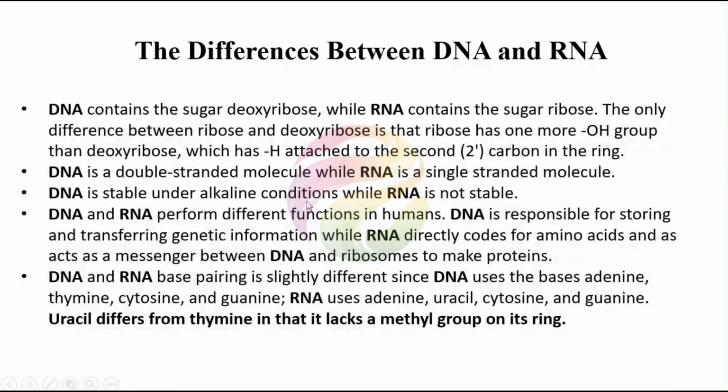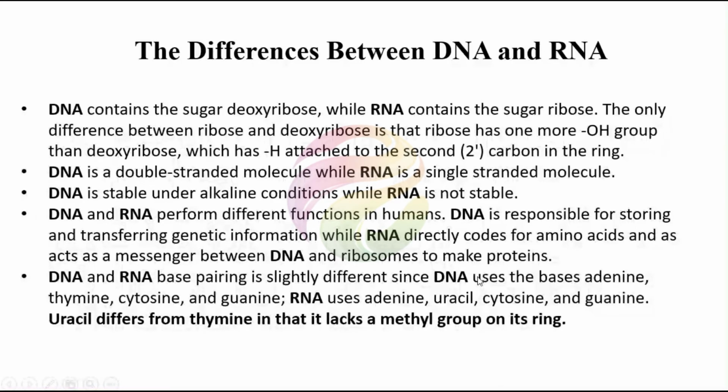We can stabilize and preserve DNA in alkaline condition, but we cannot preserve RNA. DNA and RNA perform different functions in humans. DNA is responsible for storing and transferring genetic information, while RNA directly codes for amino acids, acting as a messenger between DNA and ribosomes to make proteins. DNA and RNA base pairing is slightly different, since DNA uses the bases adenine, thymine, cytosine, and guanine. RNA uses adenine, uracil, cytosine, and guanine.